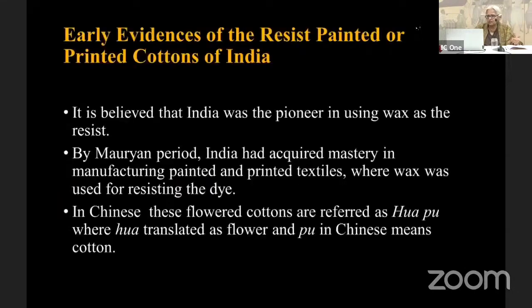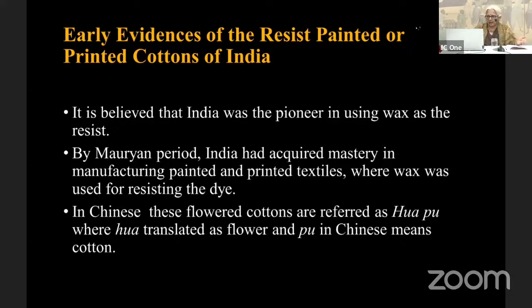So, the history of Indian batik. The early evidence of resist painted or printed cottons of India. It is believed that India was the pioneer of using wax resist. By the Mauryan period, India had acquired mastery in manufacturing painted and printed textiles where wax was used as resist dye. The Chinese name these flowered cottons, and they are referred to as Wa Pu. Wa translates to flower, and Pu in Chinese means cotton.